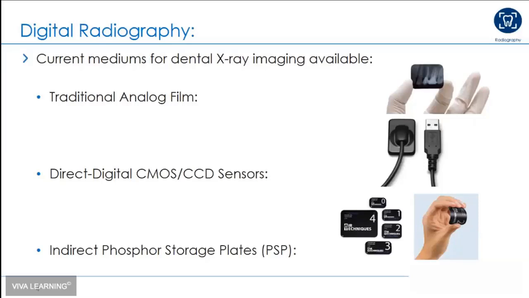PSP, or phosphor sensor plates, are also known as phosphor storage plates. These are photostimulable phosphor plates, and the best analogy to make is if you ever made a pinhole sun camera, you would understand it. So we're going to talk about dual digital or hybrid solution, meaning we're going to talk about direct sensors and indirect phosphor plates.